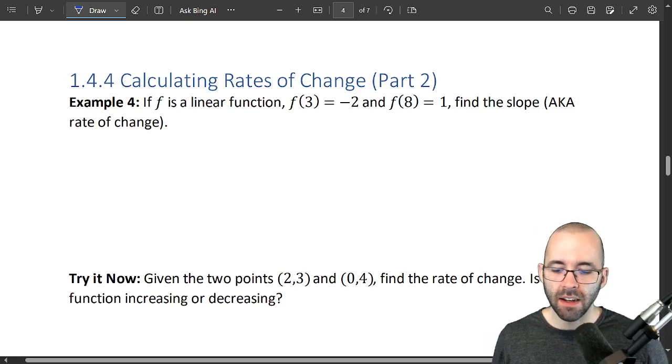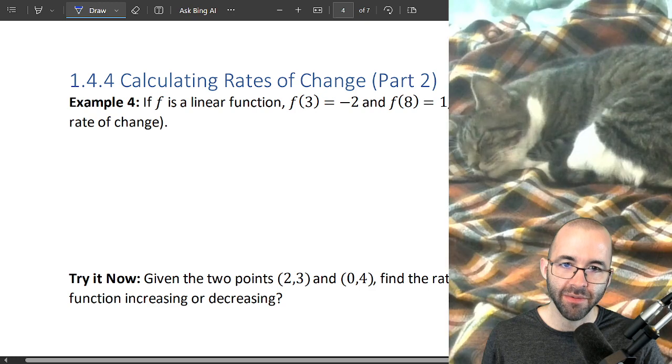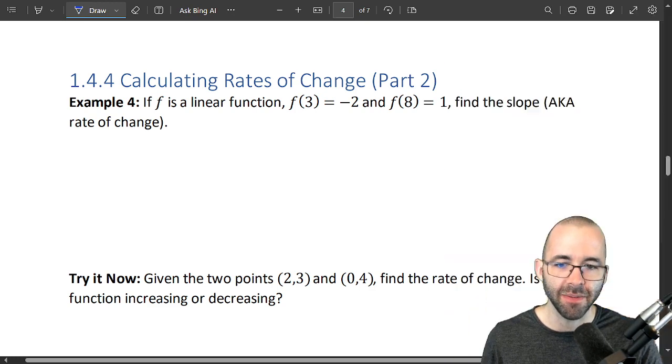Okay, let us, wait, hold on. We got to do our Theodore check. He still looks about the same. He is breathing. That's good.